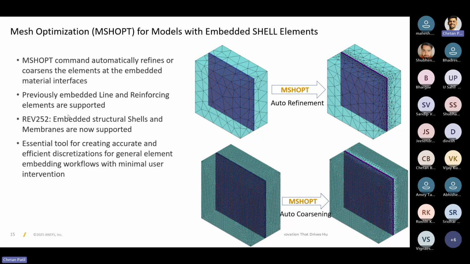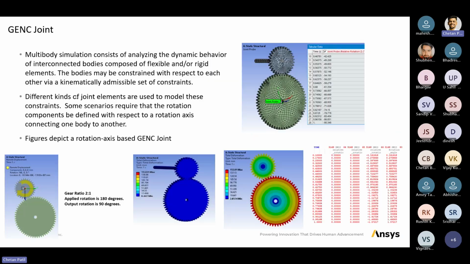Previously, whenever we were generating reinforcements within a concrete body using beam elements or line elements, the mesh was getting optimized in those regions, but now it is also refined with respect to shell elements and even membranes as well. As you can see, wherever it is required, you can just insert the mesh optimization command, and it will automatically refine that region wherever the interface is getting created. And if it has already been refined there, then it will also help you with coarsening that region. So this is an optimization tool that has been introduced over here.